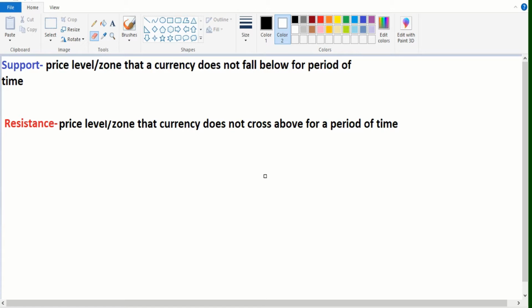You have to know what that is before determining how to draw your zones. Support is the price level or zone that a currency does not fall below for a period of time. That's a very simple way of putting it. And resistance is basically the opposite, a price level that the currency does not cross for a period of time.